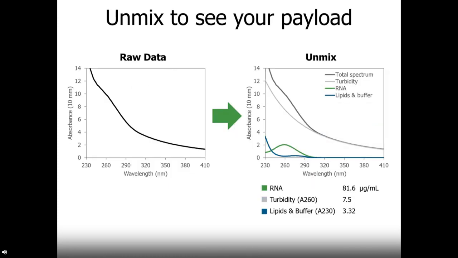On the left, we have the raw data again for our full LNPs. And on the right, Stunner has used our Unmix algorithms to isolate the impact of turbidity and remove it. This is shown by the black line indicating the total signal, and the gray line indicates the contribution from turbidity. The remainder is green and blue. Green is the isolated signal from RNA, and that will be our total RNA concentration. Blue is the UV-Vis absorbance signal from other components in our sample: UV absorbing lipids, excipients, and buffer components.